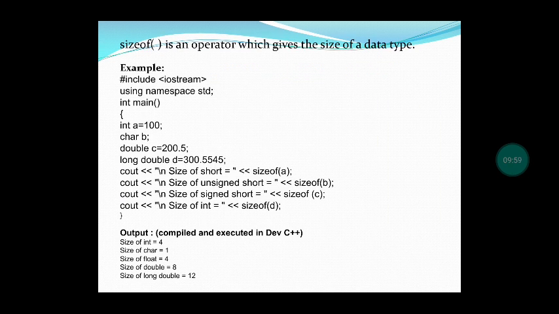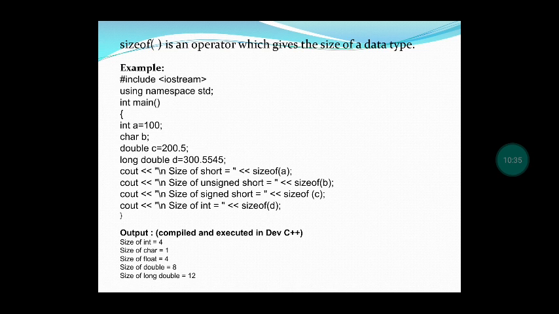Next, let us see the sizeof operator which is used in C++. This sizeof operator returns the size in terms of bytes. Let us see an example here. Here we have declared a variable integer a equal to 100, character b, double c equal to 200.5, and long double d equal to 300.5545. Here we are printing a, b, c, d, that is, sizeof a.